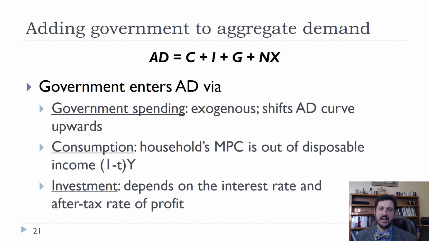And then we're going to add for investment, which is going to depend on the interest rate and the after-tax rate of profit. And so government policy then can shift investment up or down as well, depending on what it does with the interest rate, with monetary policy, and what it does with the tax rate in terms of fiscal policy.